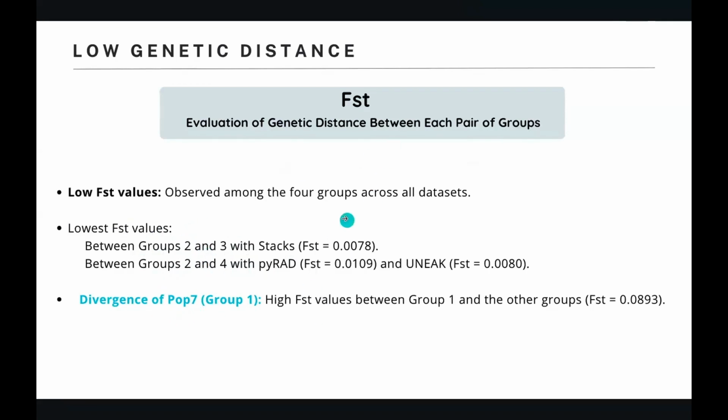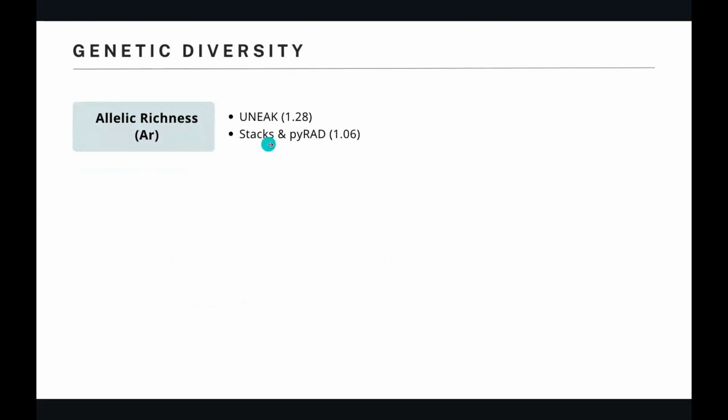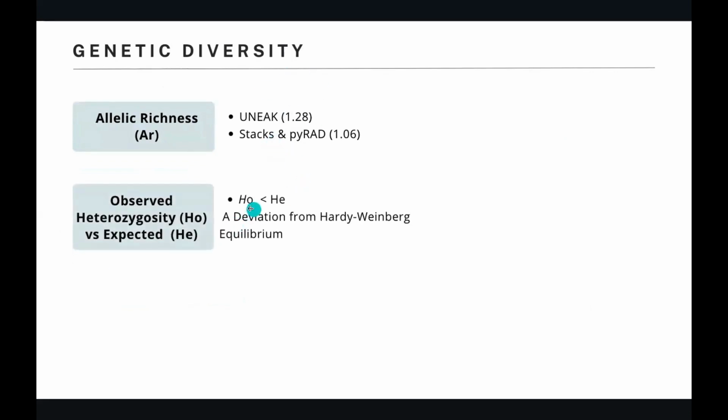However, the FST value confirms the divergence of population 7 by high values between group 1 and the other groups. So after the evaluation of the population structure of the 18 studied populations of Orobanche foetida, we focused on genetic diversity. The allelic richness was 1.2 for Unique and 1.06 for Stacks and PyRAD. Overall, we observed that the observed heterozygosity was lower than the expected heterozygosity, indicating a deviation from Hardy-Weinberg equilibrium.